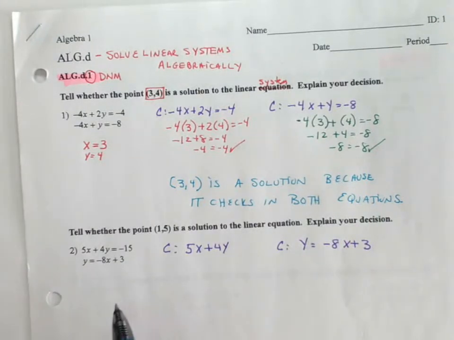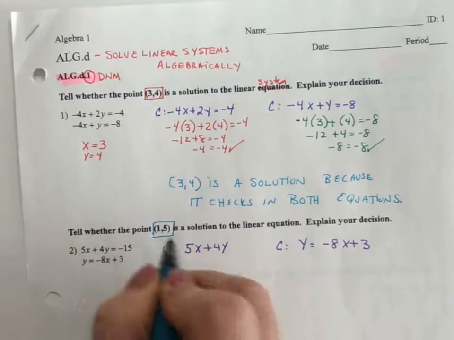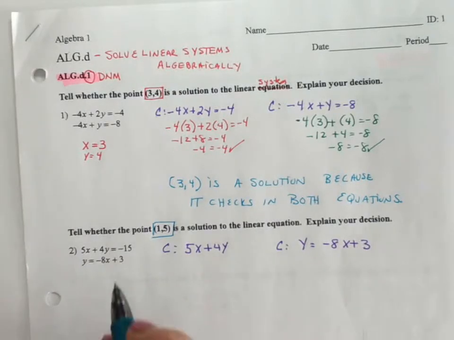Now, I'm not going to go through number 2. At the end of this video, I'm going to give you the answers to all these problems, and you can also go to my website, where I have these all posted. So for problem number 2, you would just find out if (1, 5) is a solution by checking both equations.